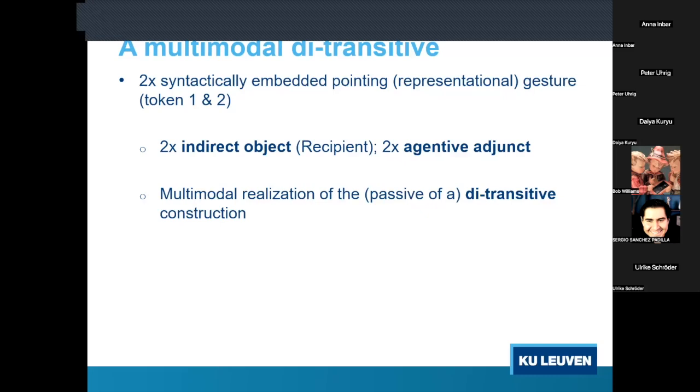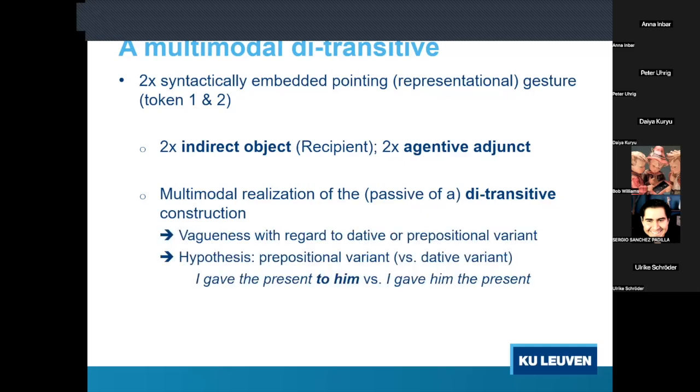Okay, it's vague with regard to, is it the dative variant or is it the prepositional variant? My hypothesis is, by the amplitude, that it's to me and not the dative variant. But that's another experiment I'm going to run. Okay, that's of secondary importance. If you take the 3 tokens, also the last one where he says, I understand that I get a lot of homework with me, there is no syntactic construction there which integrates or embeds the gesture as an argument.